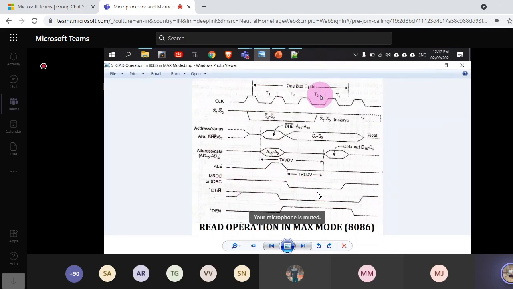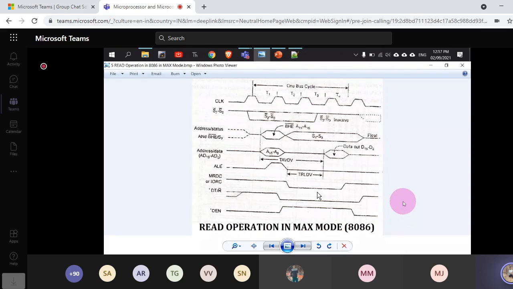And in the T3 stage, if you see, there will be the data transfer operation. So data transfer will happen here, and you can notice that here is the data bus, and in the T4 stage, the deactivation will take place, right?